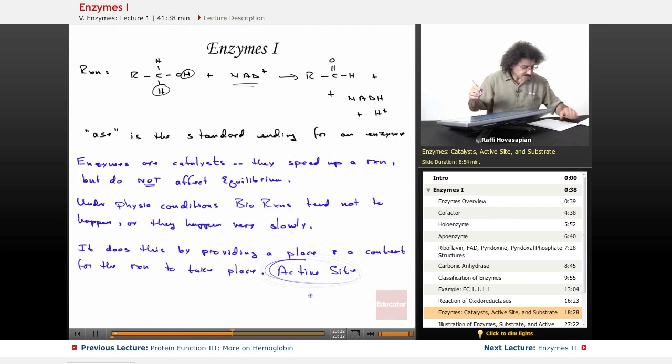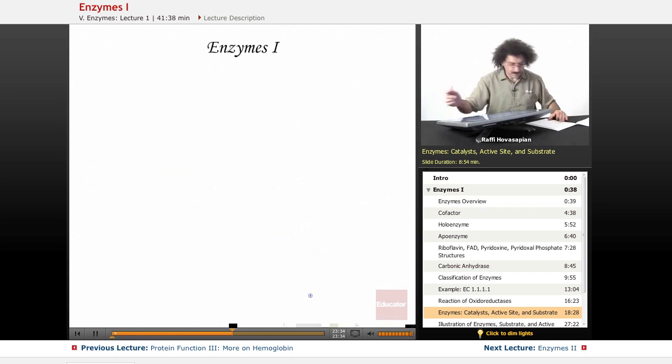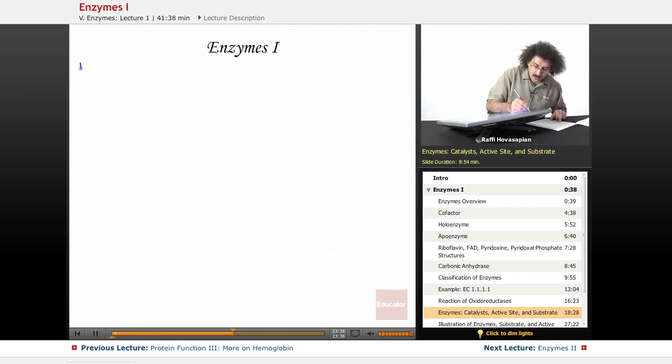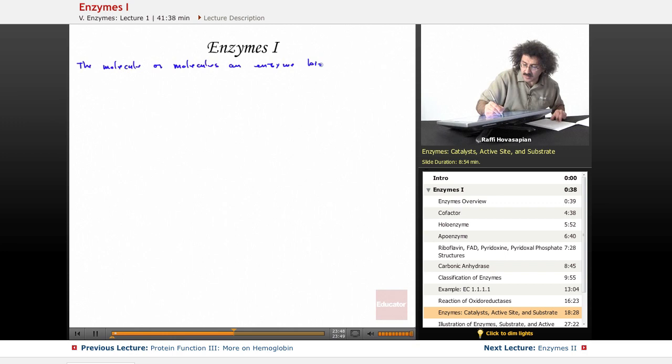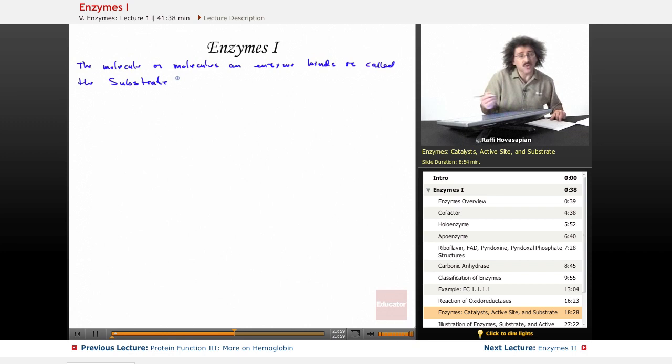Okay. Now, the molecule or molecules an enzyme binds is called a substrate. It's called the substrate. You might have more than one substrate. It just depends on your particular point of view.